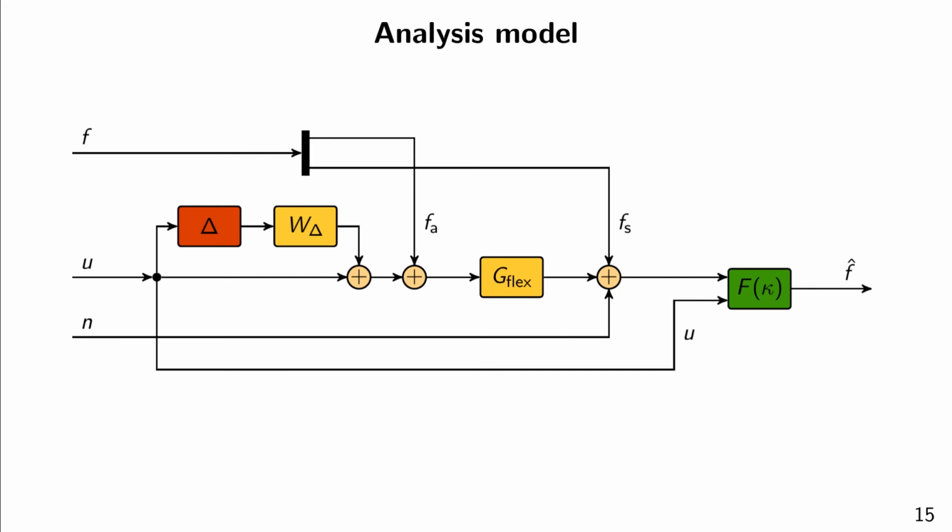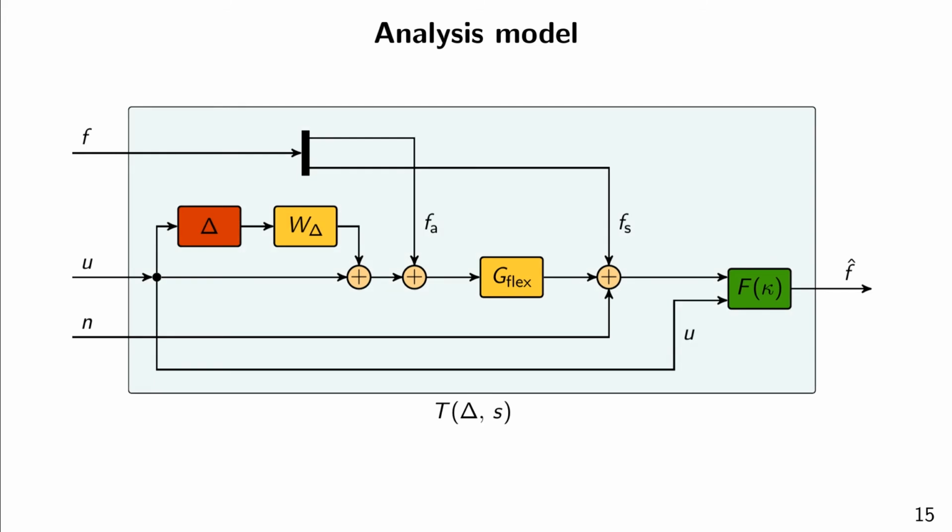This interconnection is the system we analyze. It is similar to the generalized plant, but with the weights removed. The uncertainty is included because we want to take it into account by conducting worst-case analysis. Also, we conduct the analysis for several values of the filter to obtain results as a function of kappa and consequently as a function of the filter bandwidth. In each case, we use the flexible aircraft model for the analysis. The whole interconnection from the external output to the residual is denoted by T delta and S. The dependence of T on the uncertainty is emphasized by the notation.